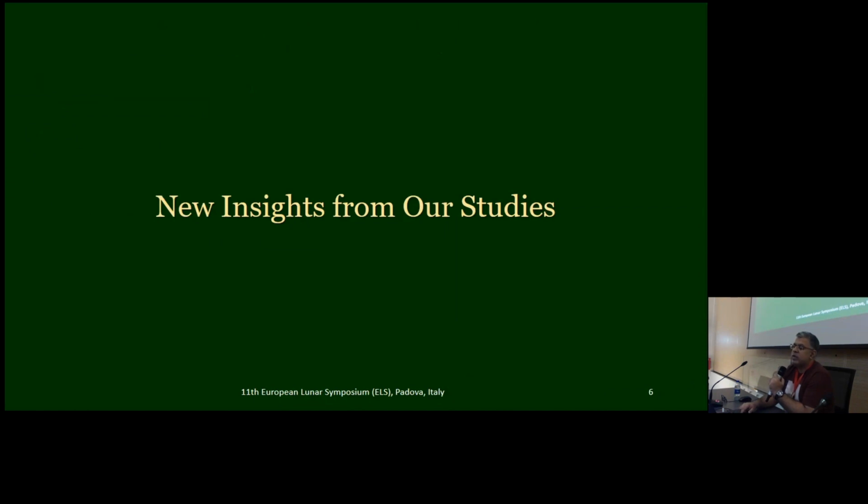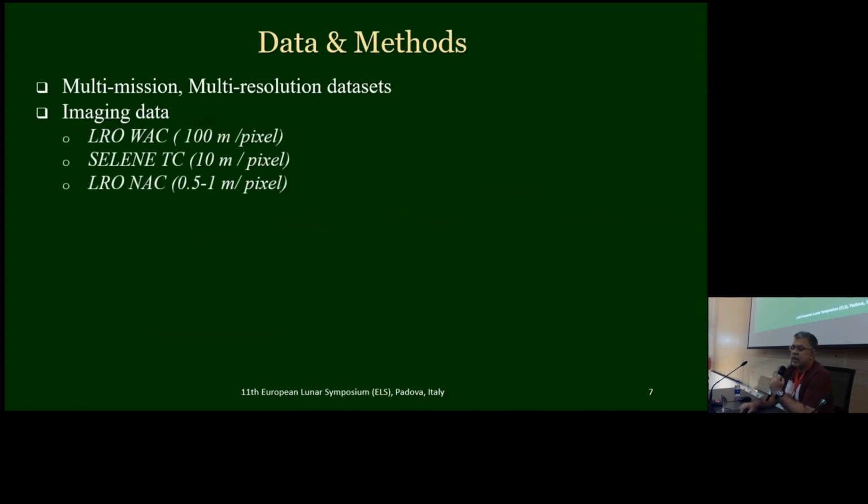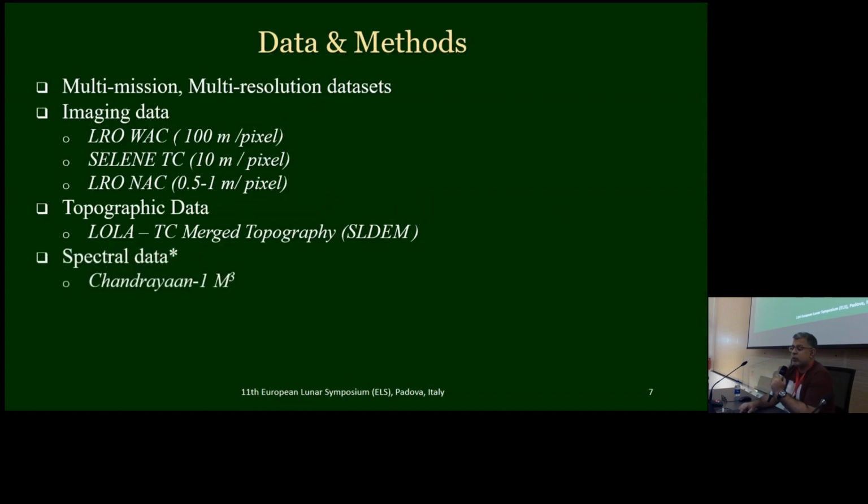So what we have been doing is looking at this deposit from a variety of angles. We have been using data from multiple missions and at multiple spatial resolutions, including imaging data from LRO WAC, SELENE, and LRO NAC, spanning spatial resolution from 100 meters to 1 meter per pixel. We have used topographic data from LOLA and TC merge topography, and spectral data from Chandrayaan-1 M3.